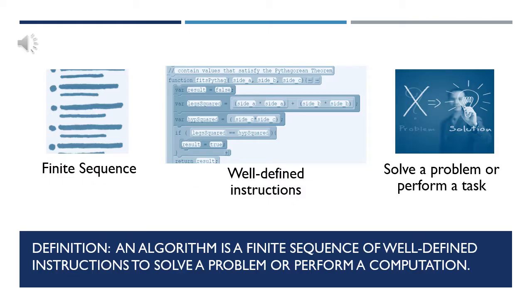So we should start by just defining what is an algorithm. An algorithm is defined as a finite sequence of well-defined instructions to solve a problem or perform a task. In computer science, it's usually performing some sort of computation.